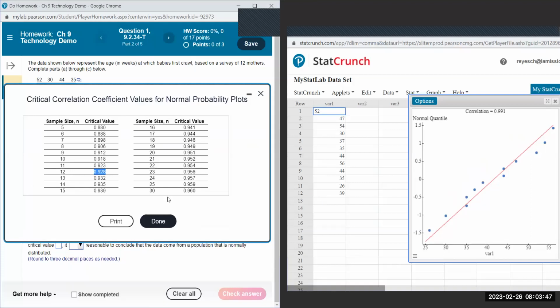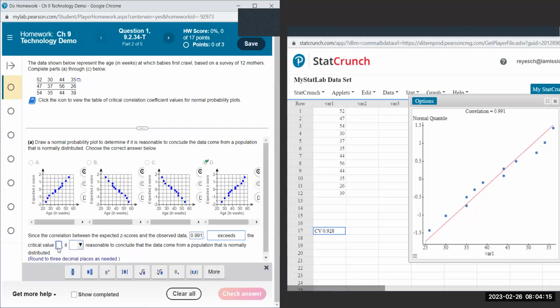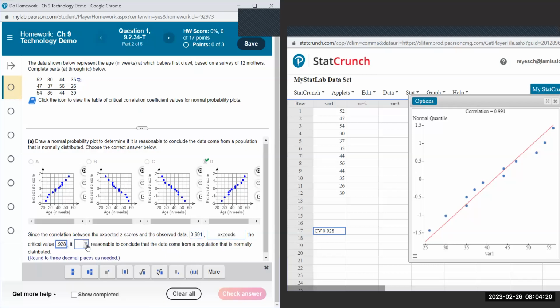Here it is. So it's the critical value. I'm going to write it over here. Critical value is 0.928. So my correlation coefficient has to be greater than that for us to be able to do analysis in this section. Mine's 0.991, so it is higher than the critical value. So since the correlation coefficient exceeds the critical value, the cutoff, which was 0.928, then it is reasonable to conclude that this data is roughly normal.